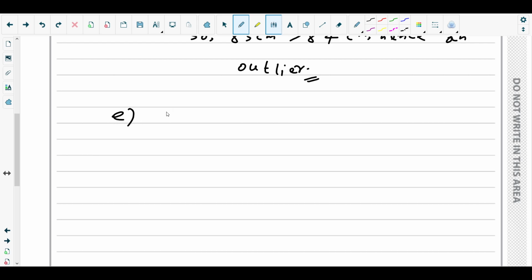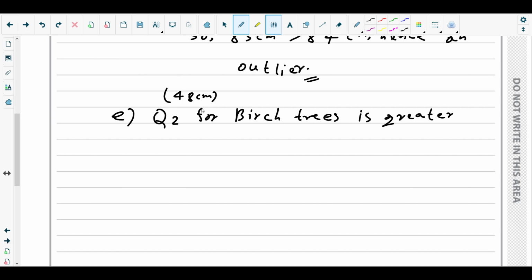for part E we can write Q2 for birch trees, right? Birch trees is greater than Q2, that is how much? 45 centimeter. You can mention it. 48, yeah, 48 centimeter for birch trees is greater than the Q2 for what? Q2 for maple trees. Fine.